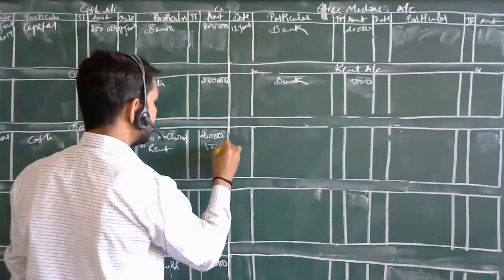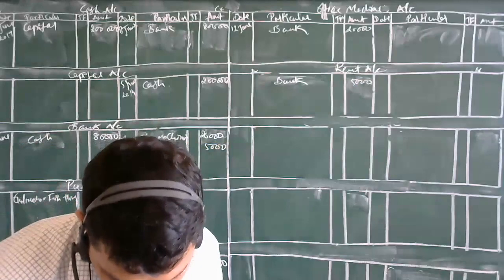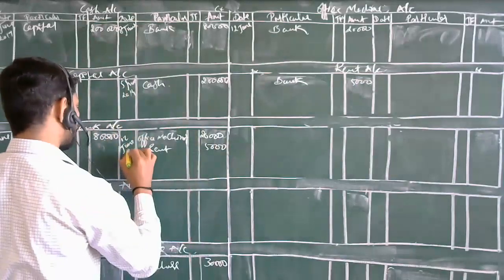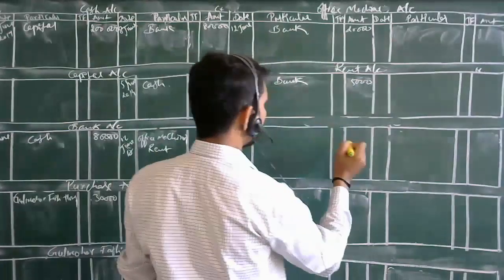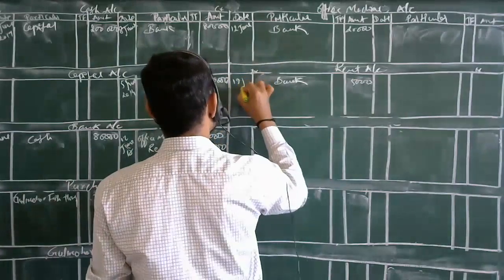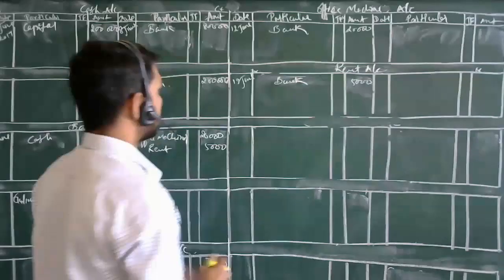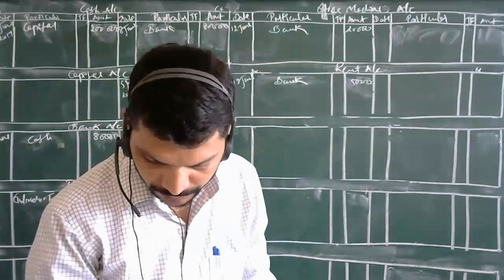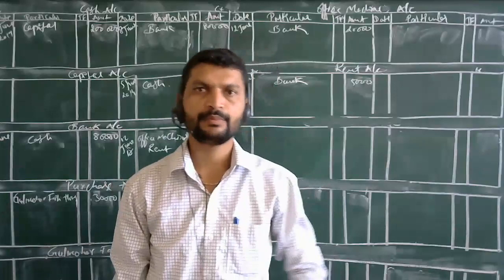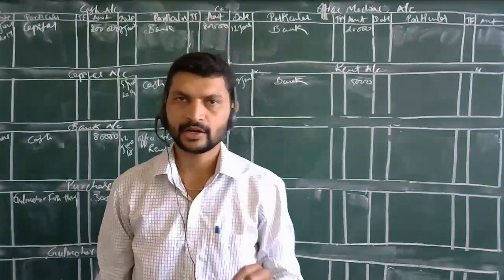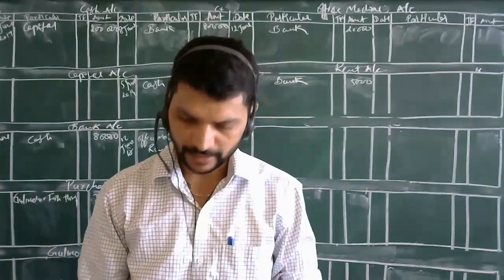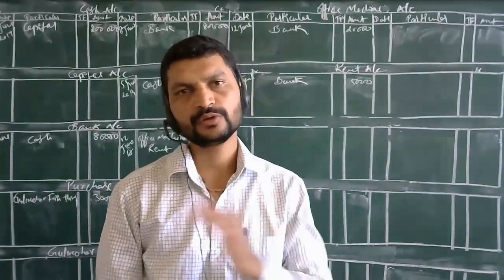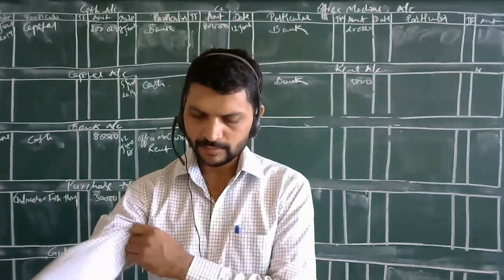5,000. What is the date for this? 18. The date is 18th June. Okay, in this way we are going to pass the ledger accounts. So narration is what? Rent paid. Rent account debit to bank account. Narration is rent paid. The amount you can write in the debit column 5,000 and credit column 5,000.